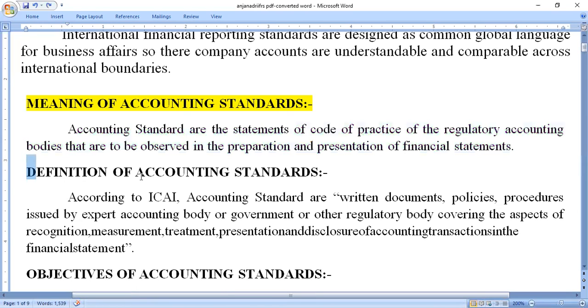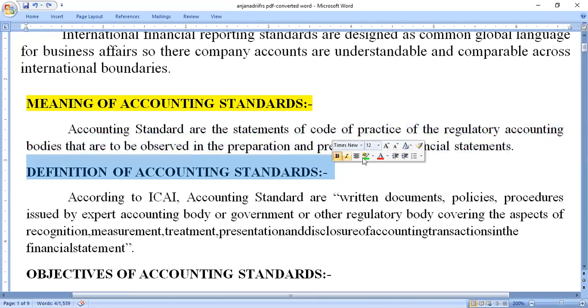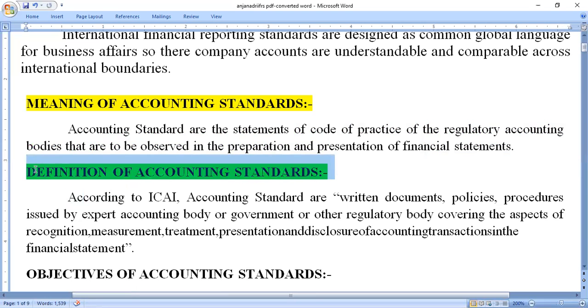Next we are moving on to the definition of accounting standards. Here the definition is given by the ICAI, the Institute of Chartered Accountants of India. This Institute of Chartered Accountants of India has given a clear definition regarding the accounting standards.